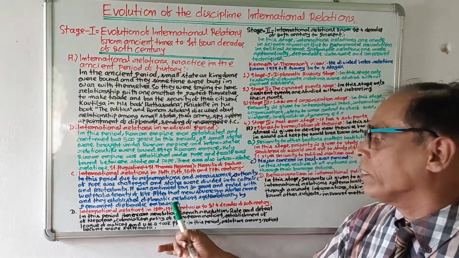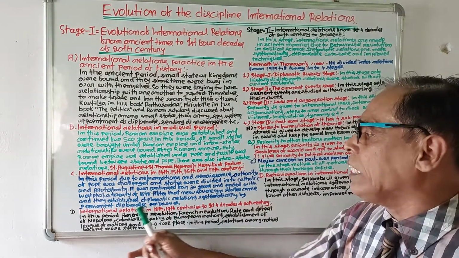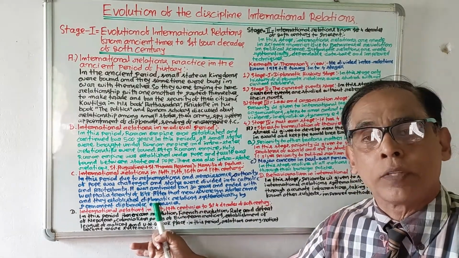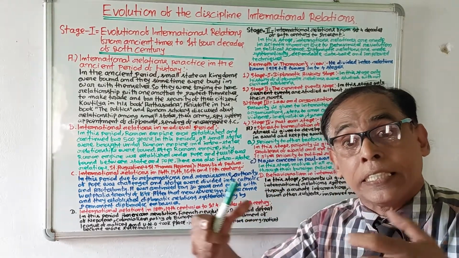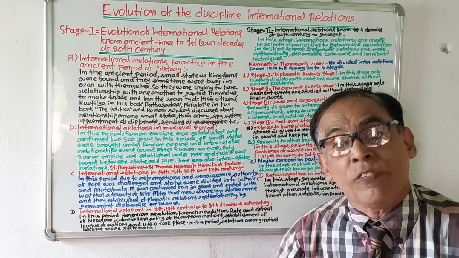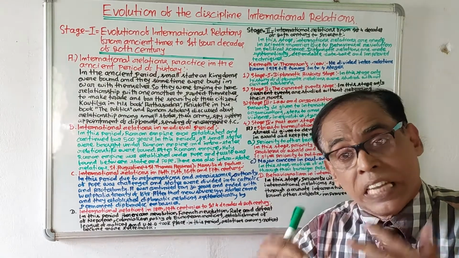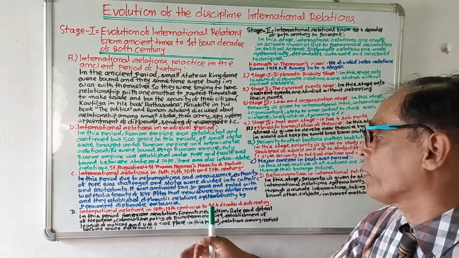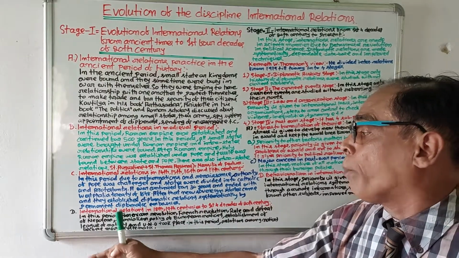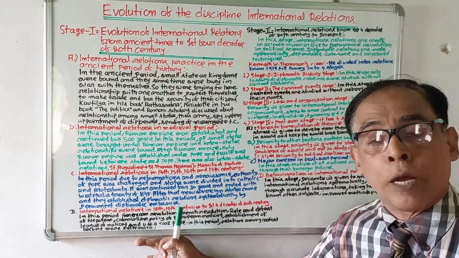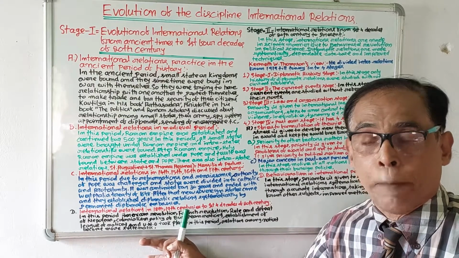After 30 years, a treaty was signed, known as the Westphalia Treaty. After the signing of the Westphalia Treaty, some independent states came. When independent states came, they established their relationship with one another systematically, by the establishment of permanent diplomatic embassies.